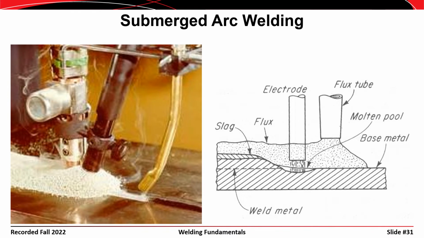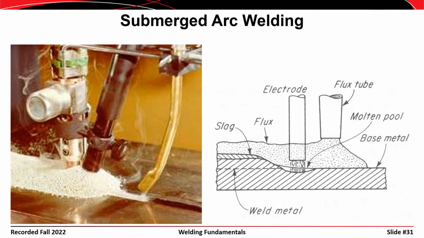Then the last one we'll talk about in this first pass anyways is submerged arc welding. In this case, the electrode is again a wire, and it feeds through the welding nozzle. The fluxing agent in this case is a powder, and the weld is submerged in the welding powder, and so that's where the word submerged arc welding comes from.